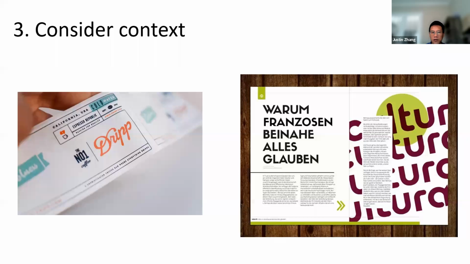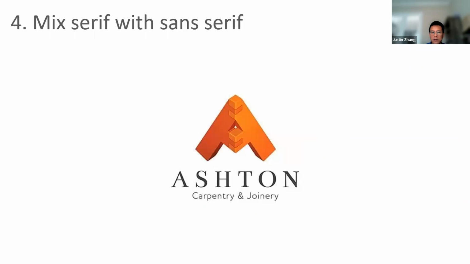Number 3, context is important. In different contexts, different types of typography should be used to convey and to engage the audience. Serif should be mixed with sans serif to increase the beauty of the typography, like in this case. The Ashton and the carpentry and the joinery, you can see we have both serif and sans serif categories of typefaces being used.